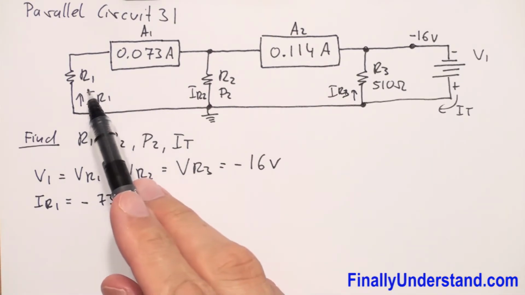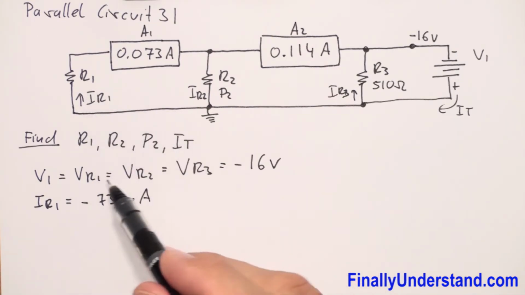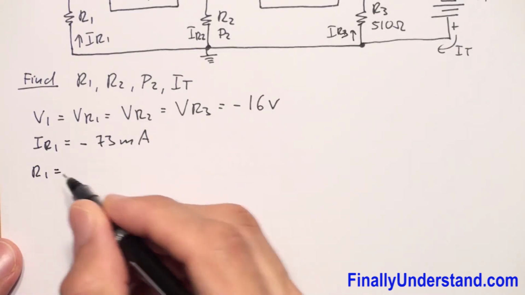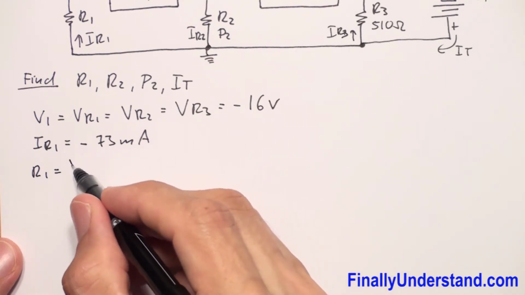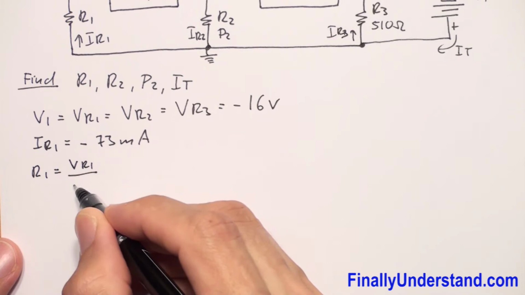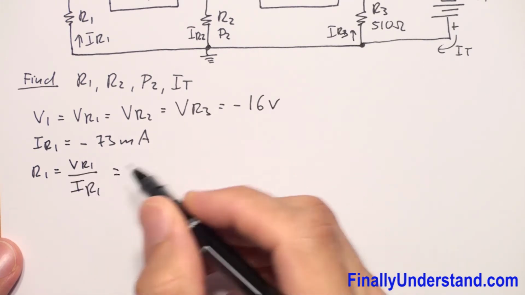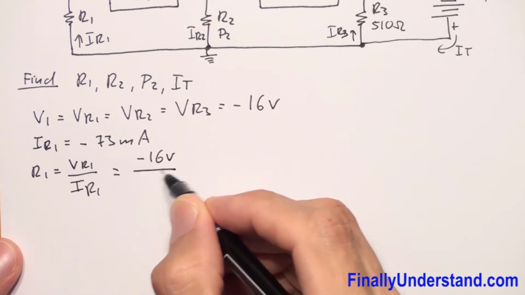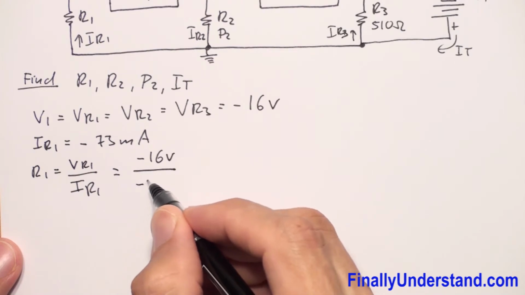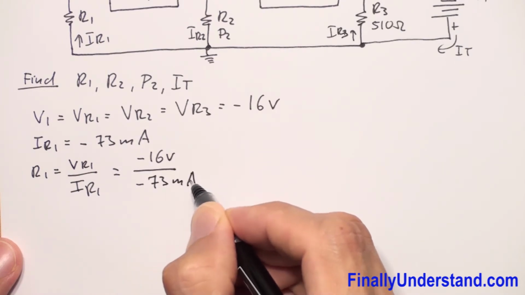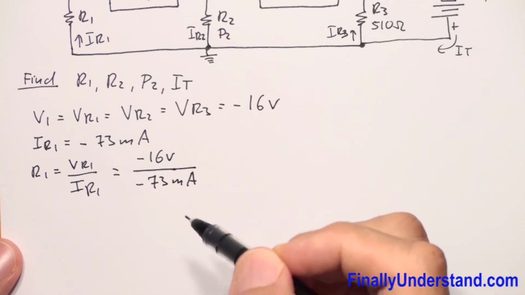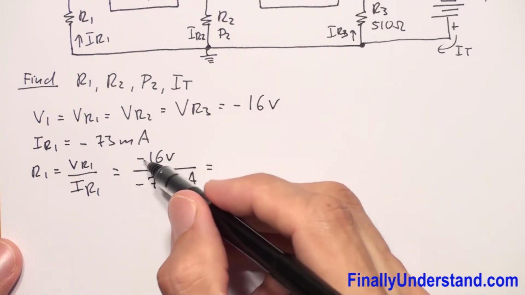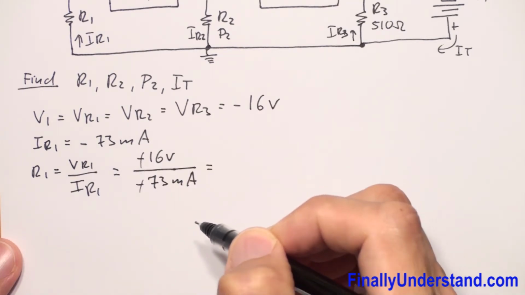Now, if I have the current which goes through resistor R1 and I have the voltage across resistor R1, I can find the resistance R1 using Ohm's law. R1 is equal to VR1 over IR1, where VR1 is equal to negative 16 volts over the current, which is equal to negative 73 milliamps. Now negative and negative will cancel out.